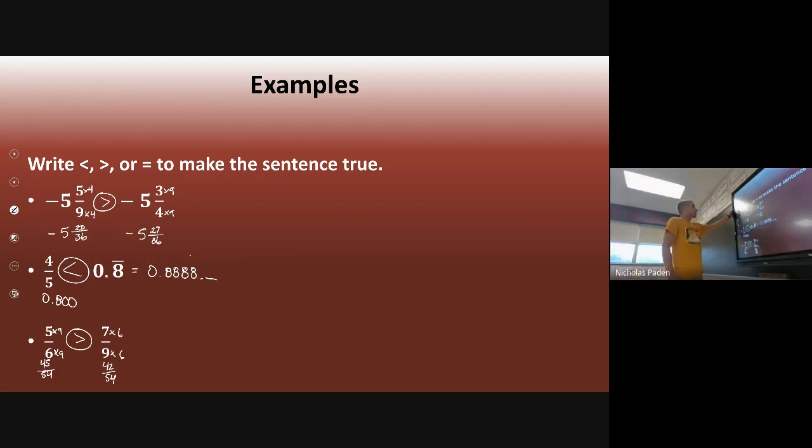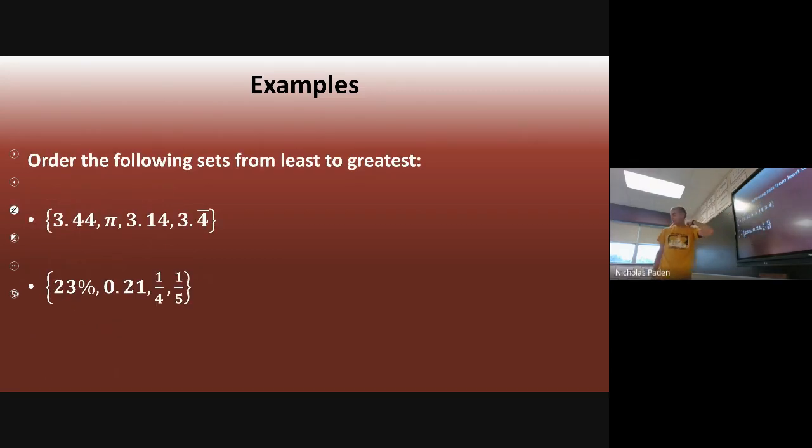So the last type of problem that we might see is taking a set of numbers, a collection of numbers, and ordering it from least to greatest. So the way that we do this is we're going to make all of these numbers decimals. So step 1, or maybe a note, is make them all decimals, unless they're all fractions, but usually they won't be.